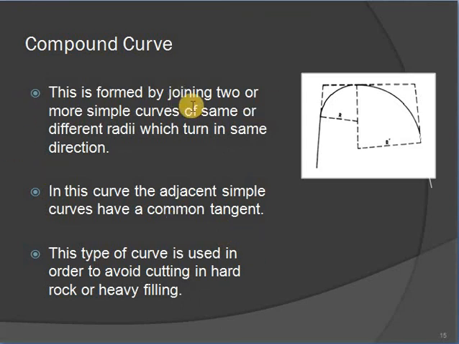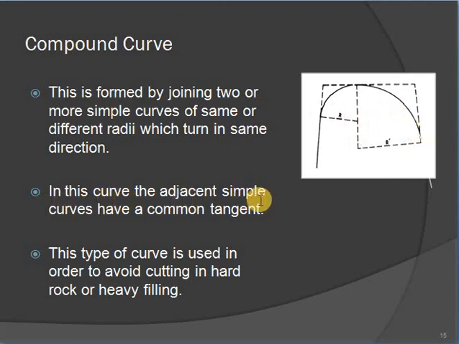And next one is compound curve. This is formed by joining two or more simple curves of same or different radius which turn in the same direction. Here, this is the first one and this is the second one, connected between these joints. These are nothing but two or more simple curves.